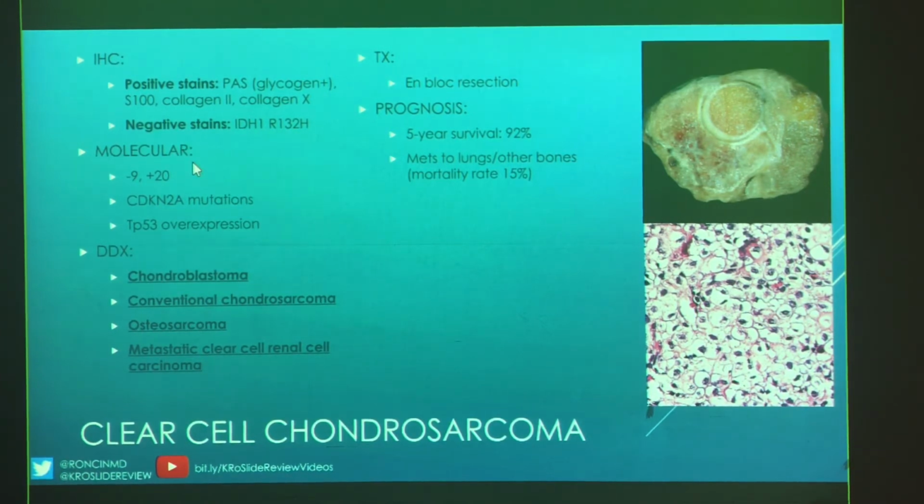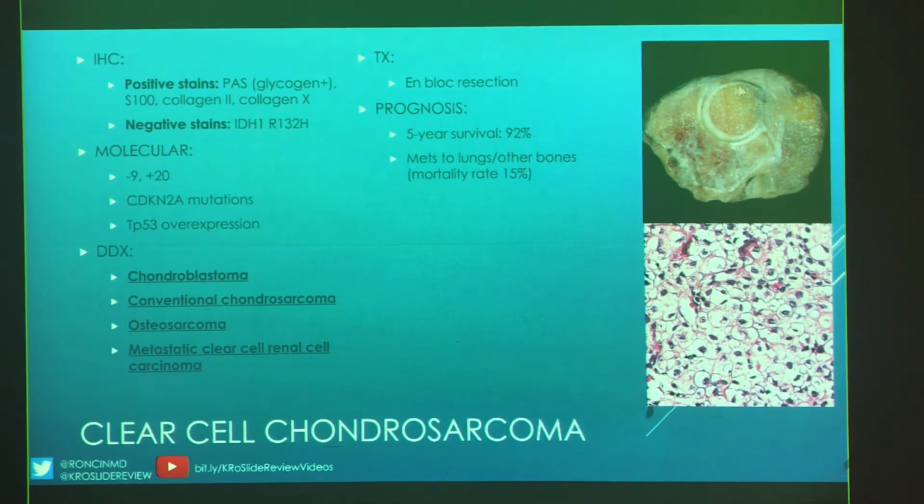R132H. For molecular, we have a whole host of findings, which is something we haven't seen with a lot of these lesions. So P53 overexpression, CDKN2A mutations, losses of chromosome 9, gains of chromosome 20. So a lot of different things to look at with these. Your differential is a lot of things we've already covered, but you want to add in metastatic clear cell renal cell carcinoma. So maybe throwing a PAX5 on that may be helpful.